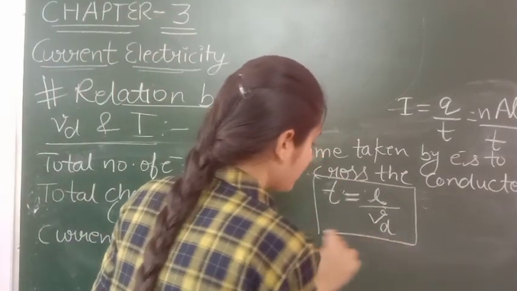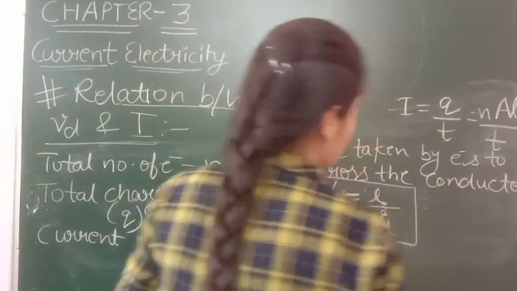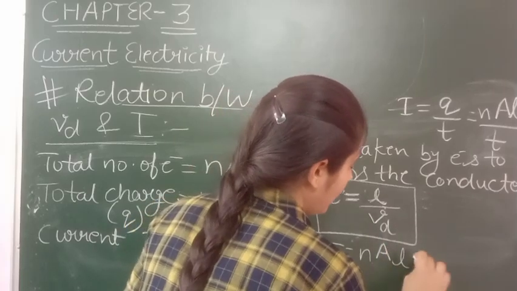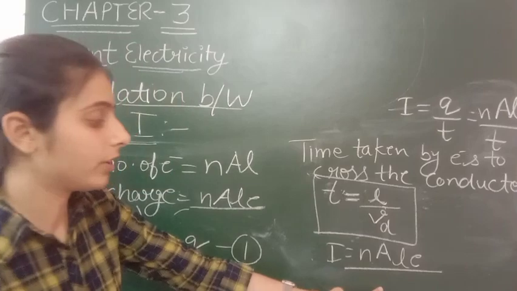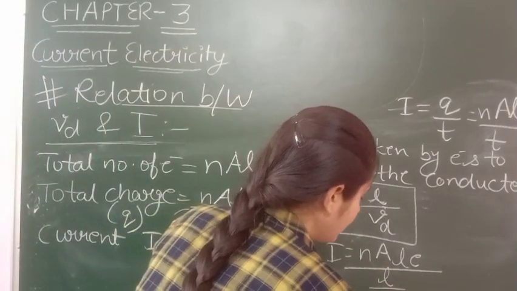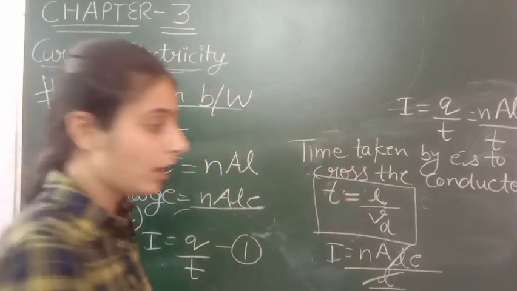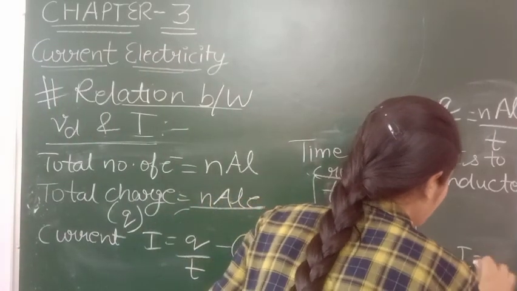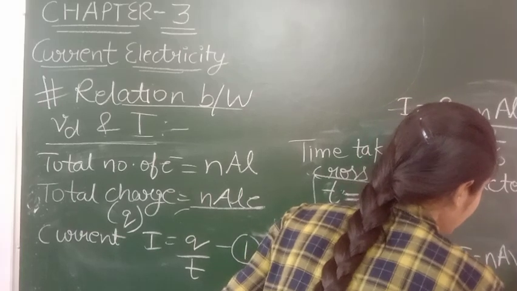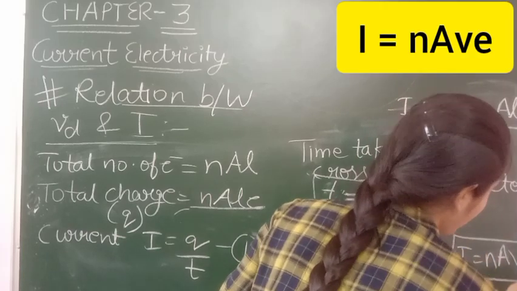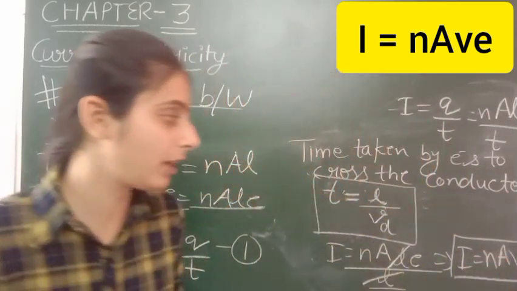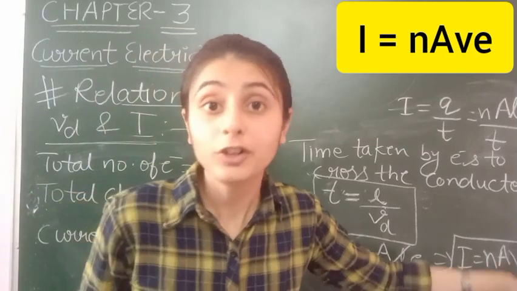Okay, so we'll put this value of t in this equation. NALe upon, now here we have to put the value of t, that is L upon Vd. So L will cancel out with L. So from here I will be equal to NAVde. Okay, so Vd is the drift velocity. So that is the relationship between the current and the drift velocity.